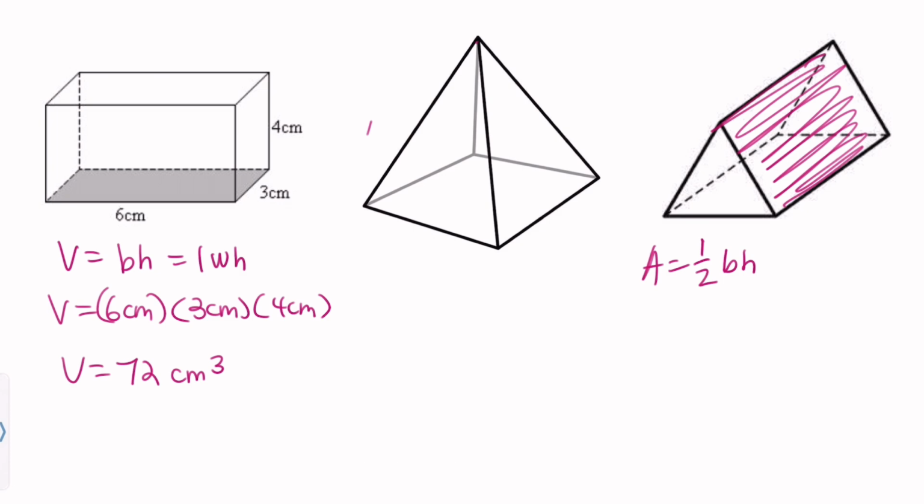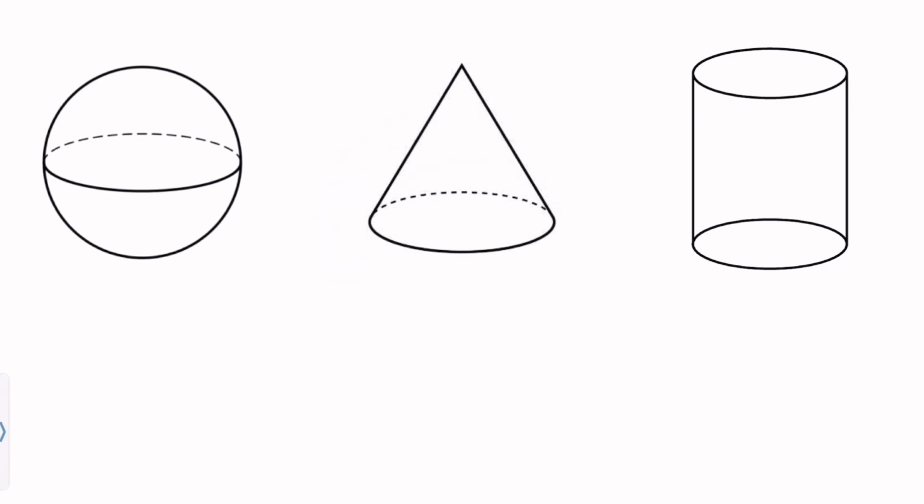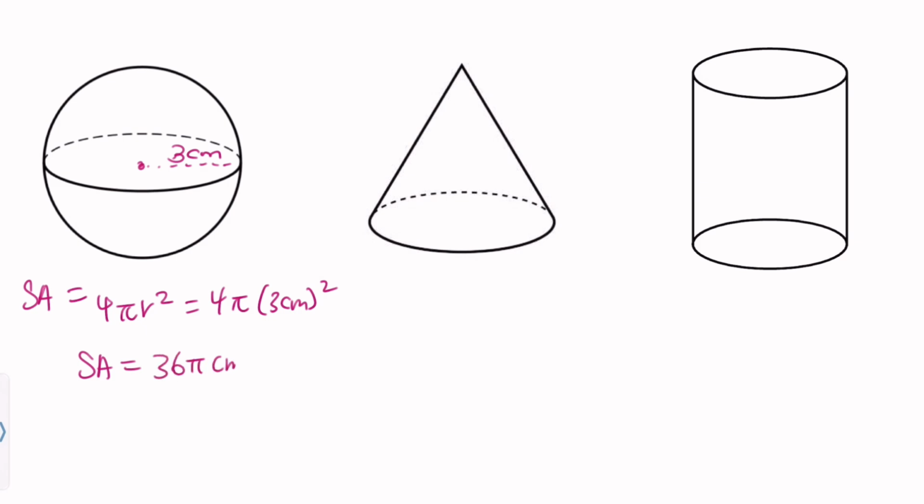For a sphere, let's say the radius is 3 cm. To find the surface area, it's given on the reference table that the surface area of a sphere is equal to 4 pi times r squared. So we just need to plug it in: 4 pi times 3 cm squared. So the exact value of the surface area would be 36 pi centimeters squared.